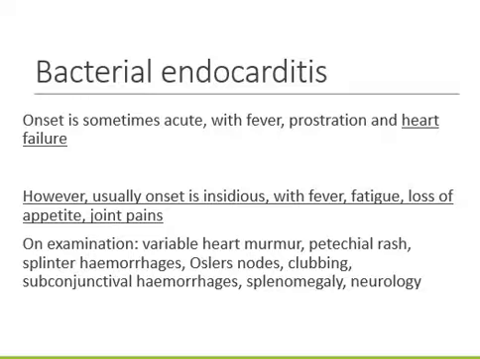So when you examine them, you're going to find variable heart murmur, petechial rash, and the classical signs of splinter hemorrhages, Osler nodes, finger clubbing, conjunctival hemorrhage. They can also have the immunological phenomenon of Roth spots, and other signs like splenomegaly and neurological signs.